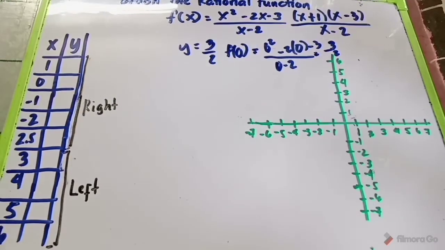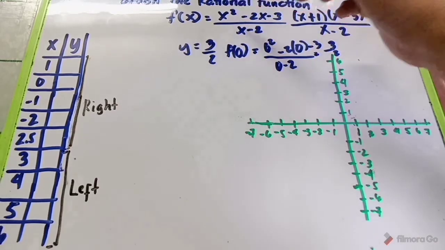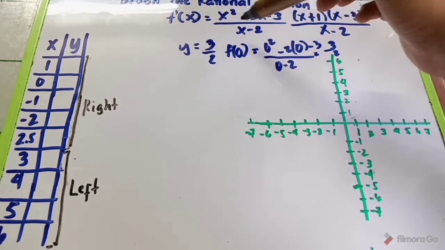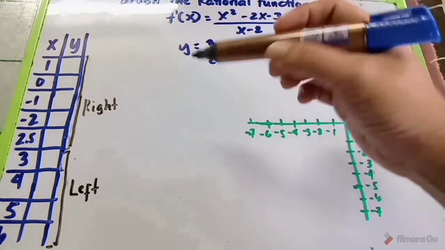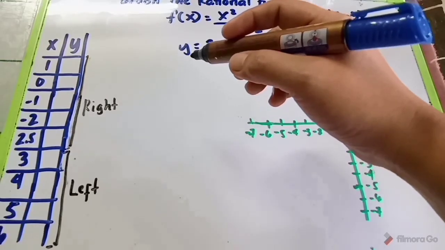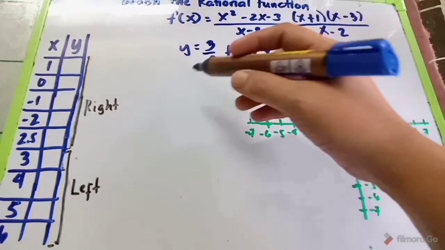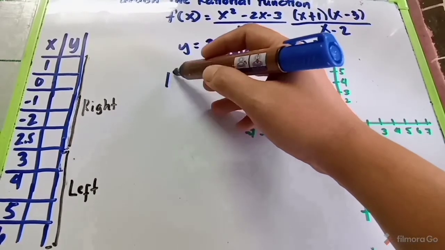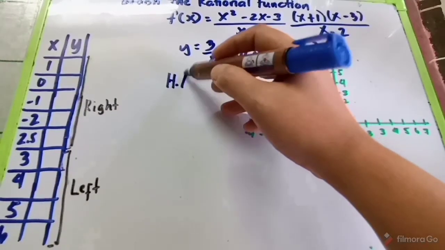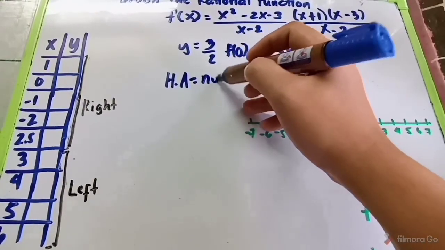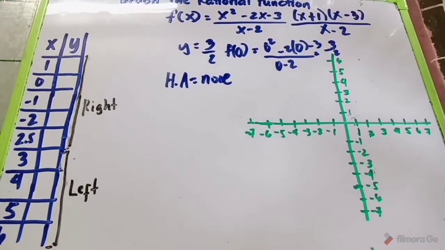Right? So take note guys, this is m greater than n. So the exponent is 2 and the exponent is 1. So our horizontal asymptote will be none. Take note, HA will be none, because of m greater than n.